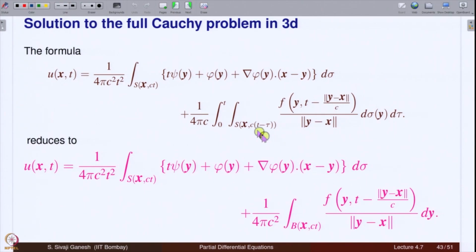And if you just combine what you get here, that is precisely the ball of radius ct with center at x. So, the ball is written as a union of a lot of spheres. For each fixed tau you have a sphere and then take the union as tau varies from 0 to t. So, you get this.